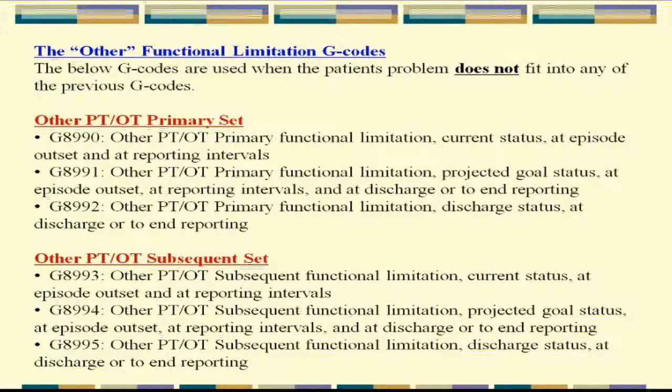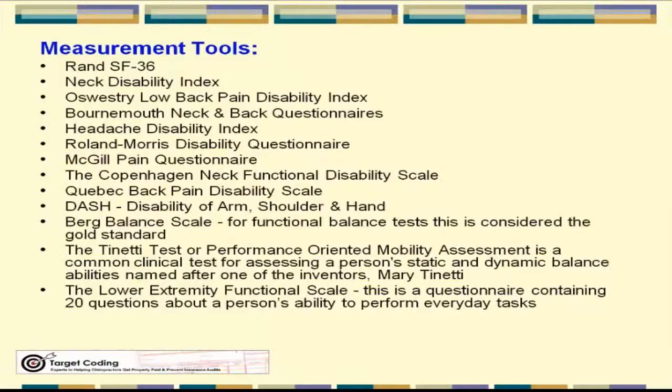Again, if the patient's functional limitation did not fit into any of the things that we went through in those four major categories. Now, the tools you're going to use, these are the best tools. For the neck, the gold standard, in my opinion, is the Neck Disability Index. Lower back, Oswestry and Roland Morris. The upper extremity, I like the DASH form, which is the Disabilities of the Arm, Shoulder, and Hand. And then the LEFS, the Lower Extremity Functional Scale.